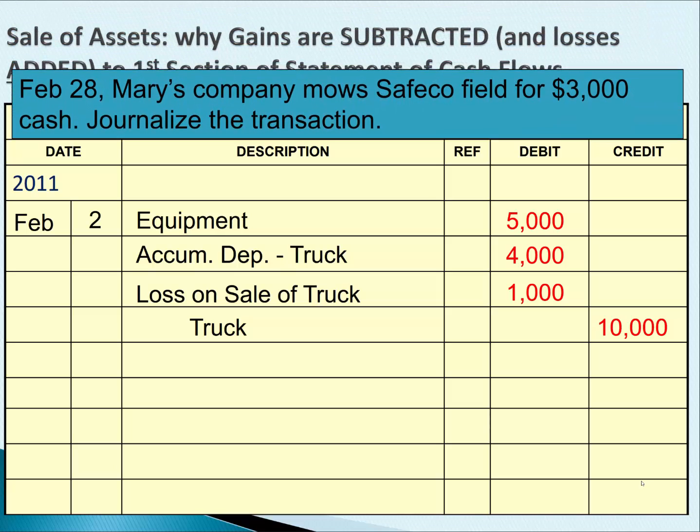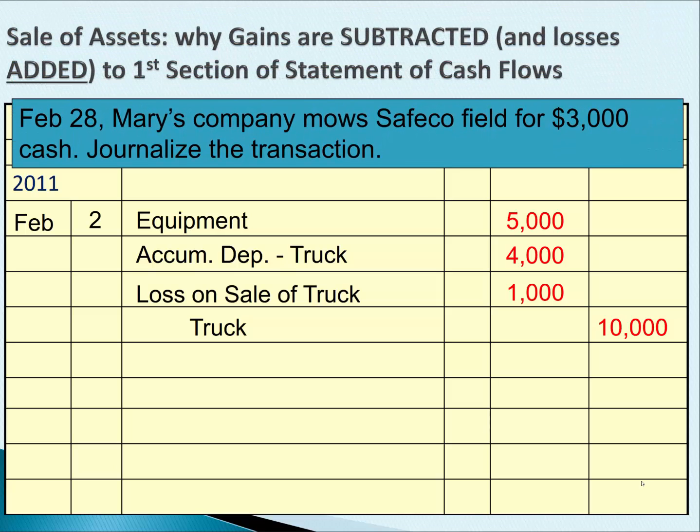Now, we need one more transaction, then we can create our income statement, and then from that, we can create our statement of cash flows. So it's the end of the month. Mary's company mows Safeco Field for $3,000 cash. So we need to journalize the transaction.